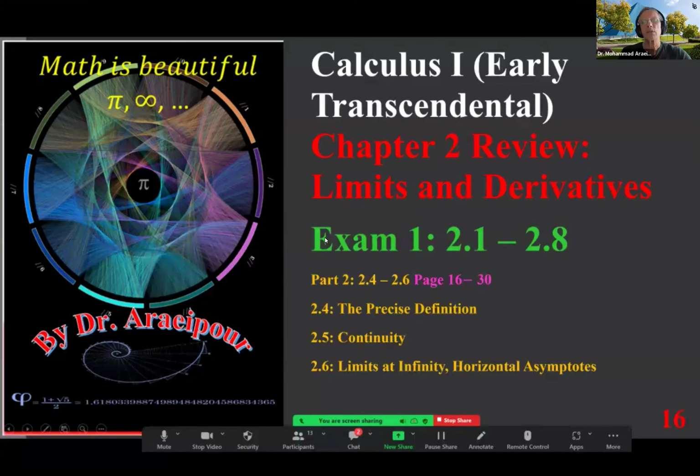Good morning, class. We are looking at Calculus 1, Chapter 2, Review Limits and Derivatives. The first exam covers 2.1 to 2.8. Here's the second part, covering 2.4 to 2.6: the precise definition, continuity, limits at infinity, horizontal asymptotes.